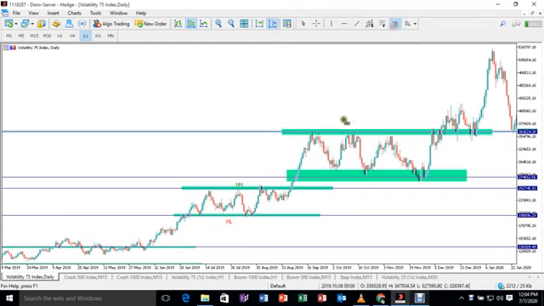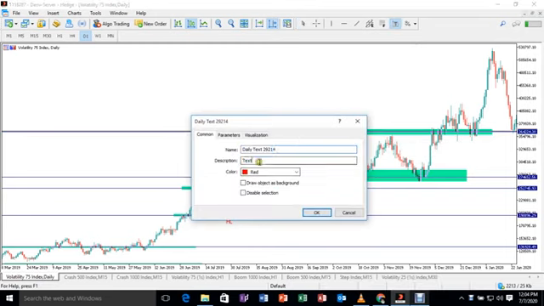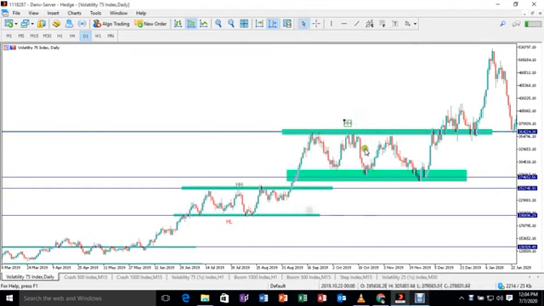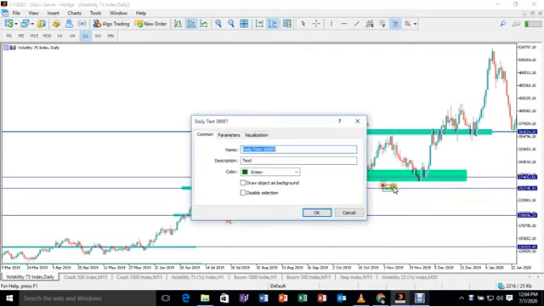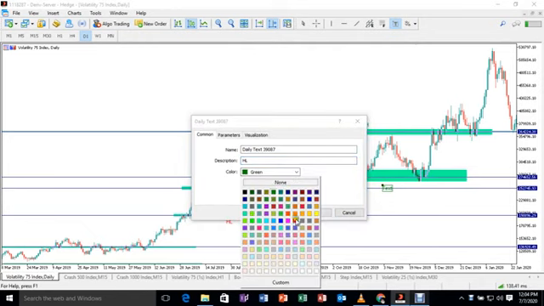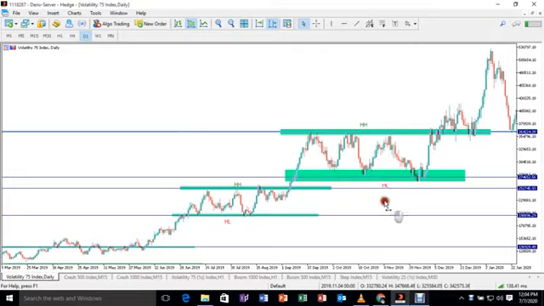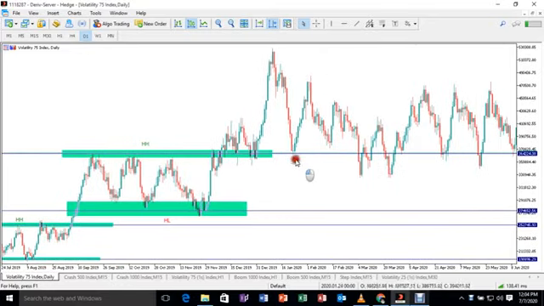Okay, don't forget HH. So you see we still have a high and a higher low, so that means we are still in an uptrend. The market is still bullish, an uptrend market. We're still in an uptrend market. So alright, let's see what happens here.